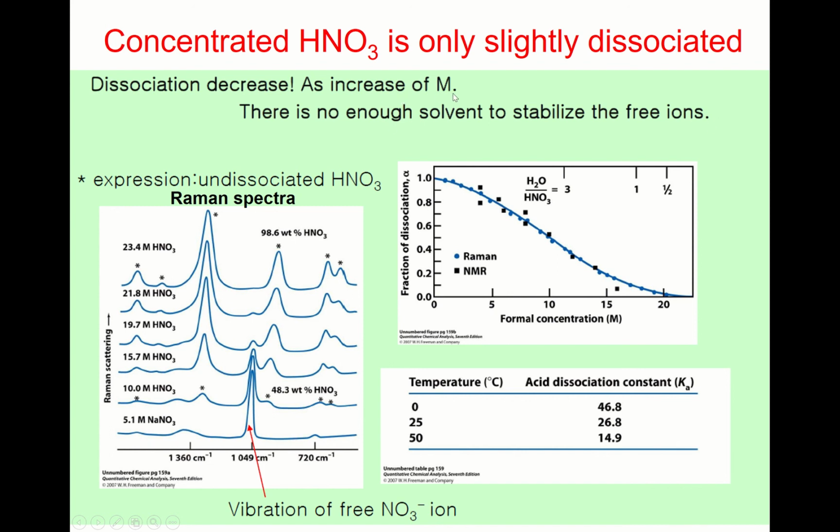Also, this table shows the temperature dependence of the dissociation constant of nitric acid. But contrary to our expectation, as temperature increases, the dissociation constant decreases. We may think that at higher temperature the dissociation may be greater than at low temperature, but actually it is exactly the opposite.